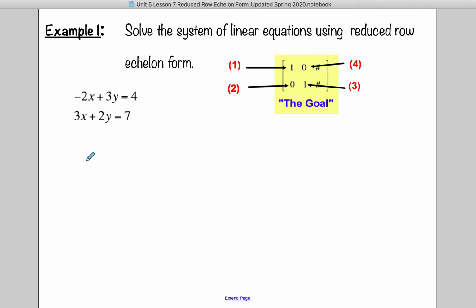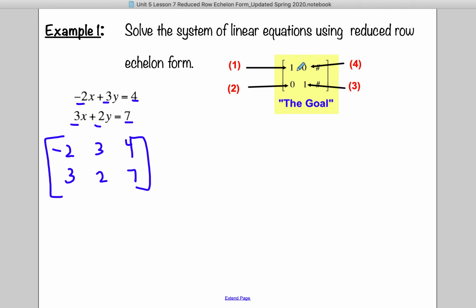So step 1 will be to write an expanded matrix. Okay, so what we do is we only look at the coefficients and constants of our system, and we write a 2 by 3 matrix. Okay, so I will have -2, 3, 3, 2, 4, 7. This is my expanded matrix. Now my goal is to have the identity matrix left here.